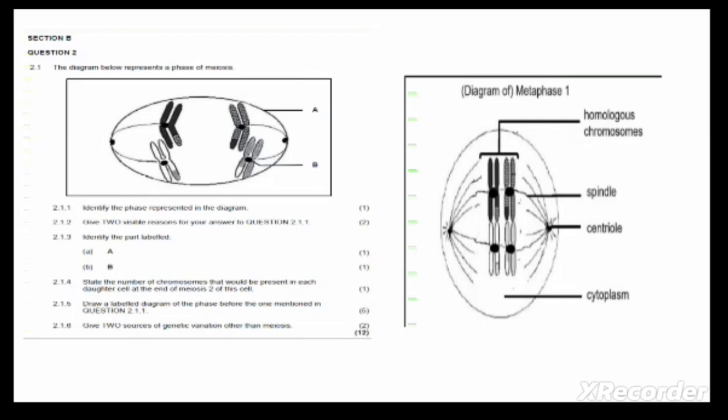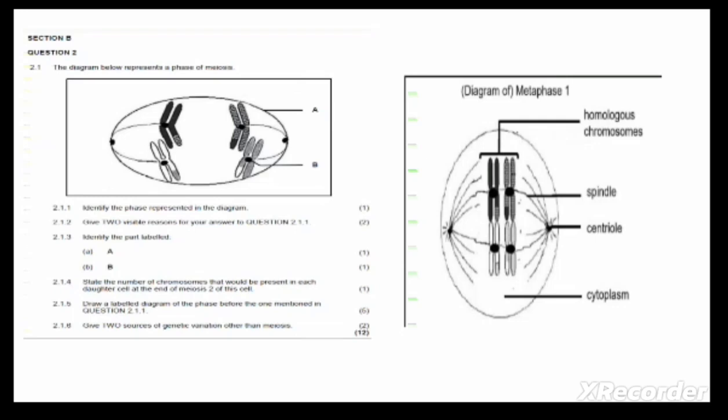And then the next question says draw a labeled diagram of the phase before the one that is mentioned above. That phase is metaphase 1, and this is how you draw metaphase 1. We can see that homologous chromosomes are at the equator of the cell. So let's look at the next question.